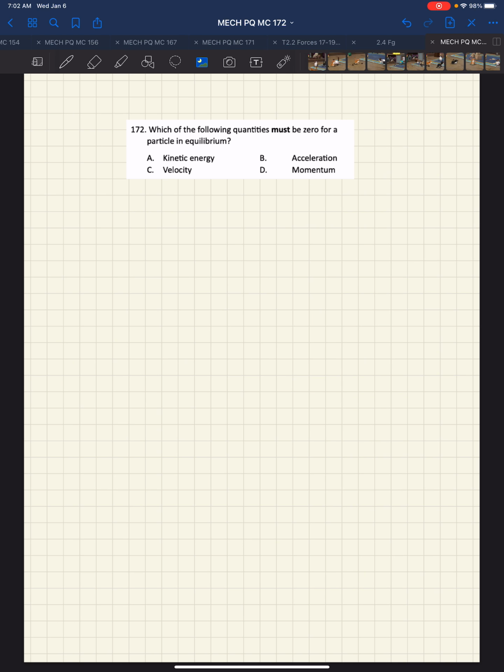So in this question we are asked, and they are kind enough to bold it for us, which of the quantities must be zero for it to be in equilibrium? So the first thing is that equilibrium means that the forces are balanced. That means the net force, which is Ma, is zero. And that means then that the acceleration must be zero. Acceleration must be zero. So it looks like right off the bat, the choice is B.